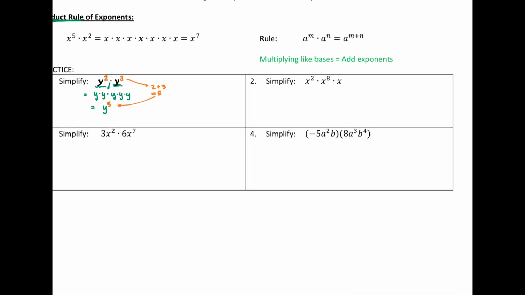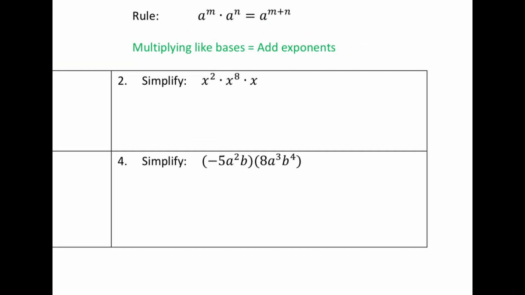Okay, number 2 over here. So all of the bases are the same, x, x, x. So we're going to add the exponents. 2 plus 8 is 10 plus, if you don't see anything, it's a 1. You just don't write it. You don't want to have to write 1s everywhere you have a variable that doesn't have an exponent. It just gets crazy. So they just don't write it. So this becomes 2 plus 8 is 10, add 1 is 11. You're done. That's it.